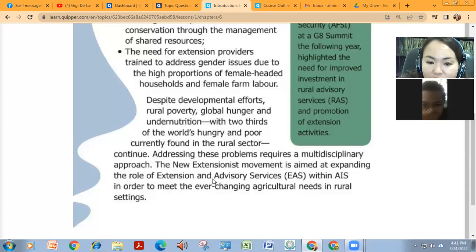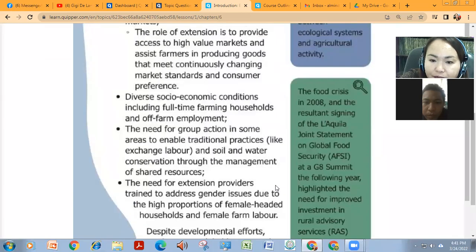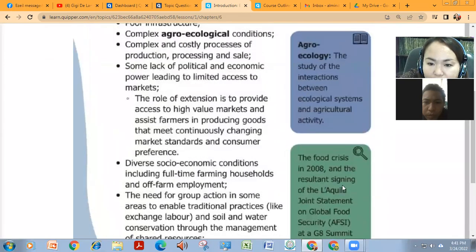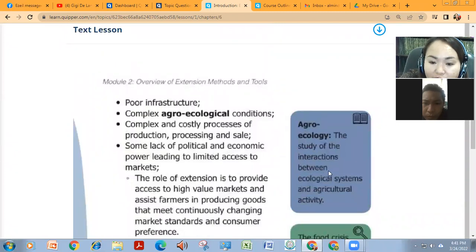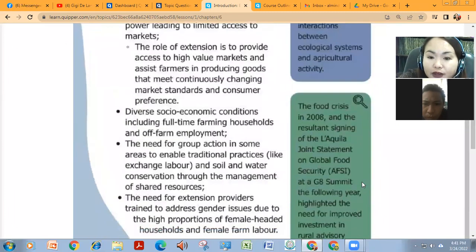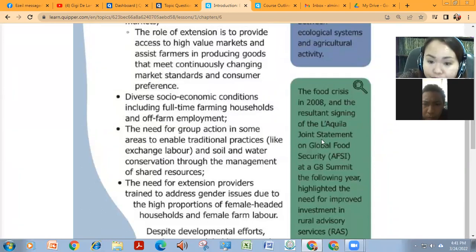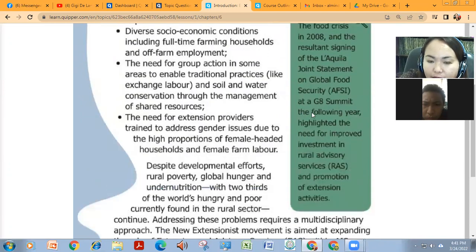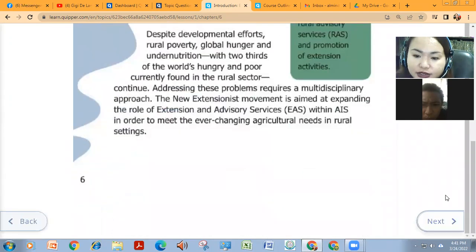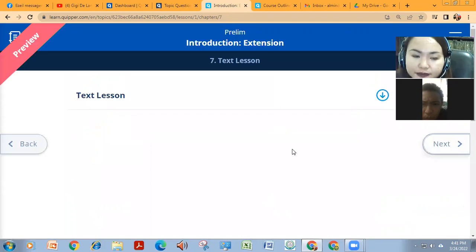So, the role of Extension and Advisory Services is to meet the changing needs and settings of rural areas. When we say agroecology, it is the interaction of ecology and agriculture. And in 2008, the AFSI in the summit highlighted that there was improved investment in rural advisory services and promotion and extension services as of 2008.